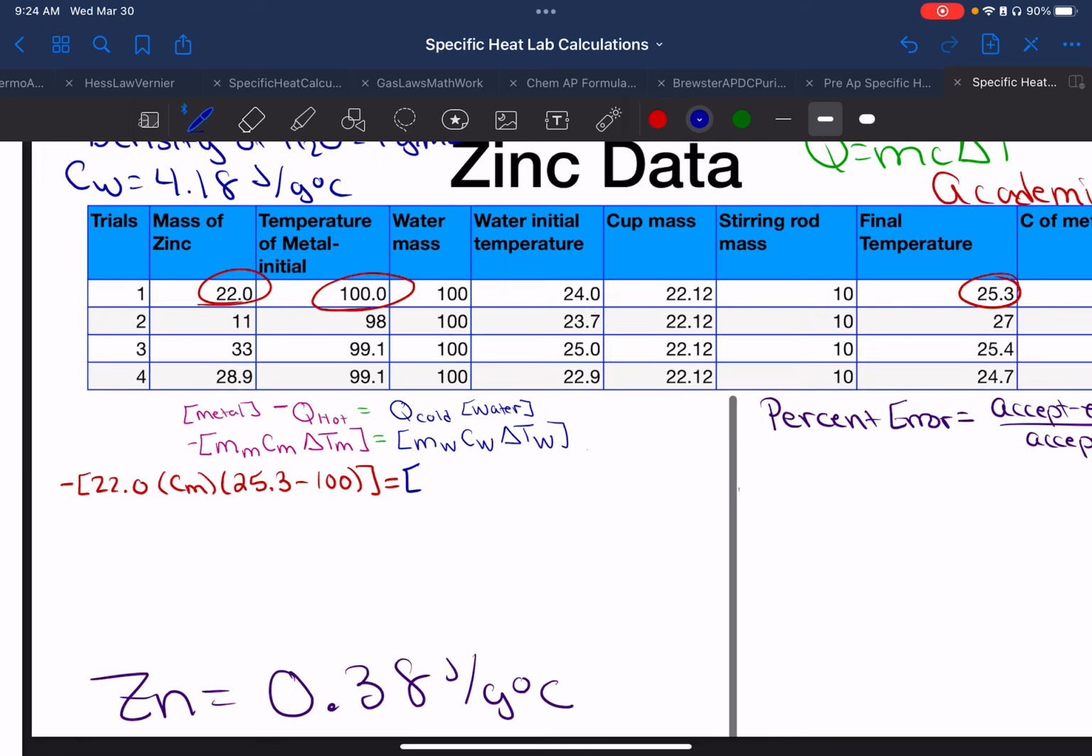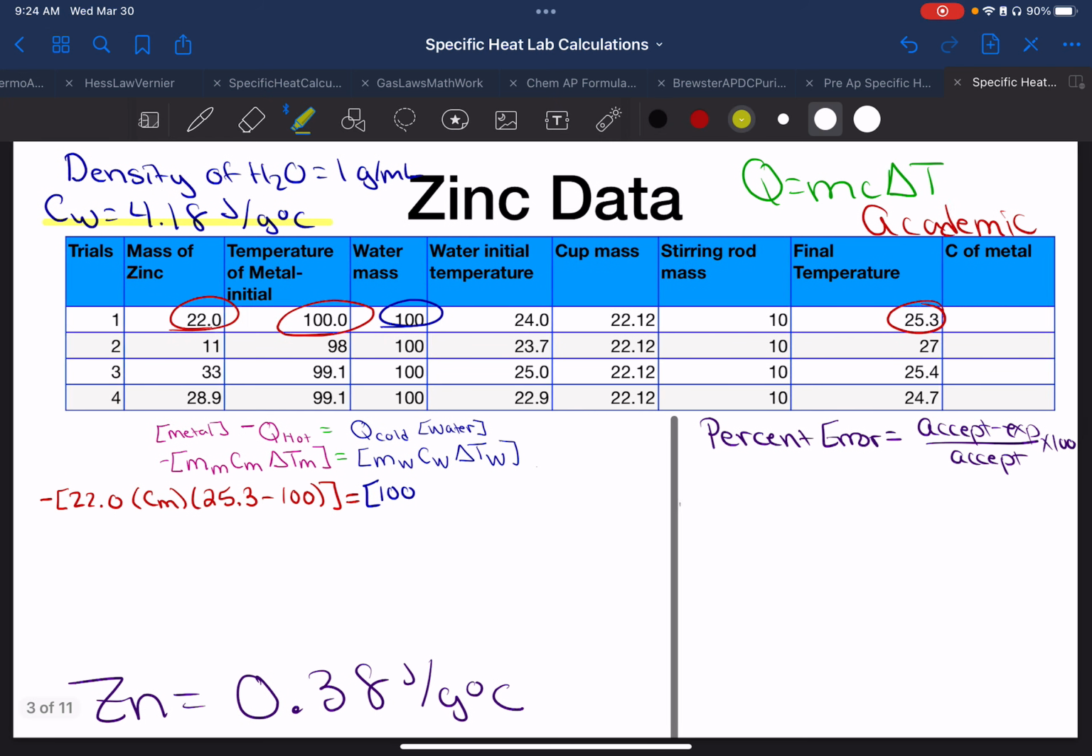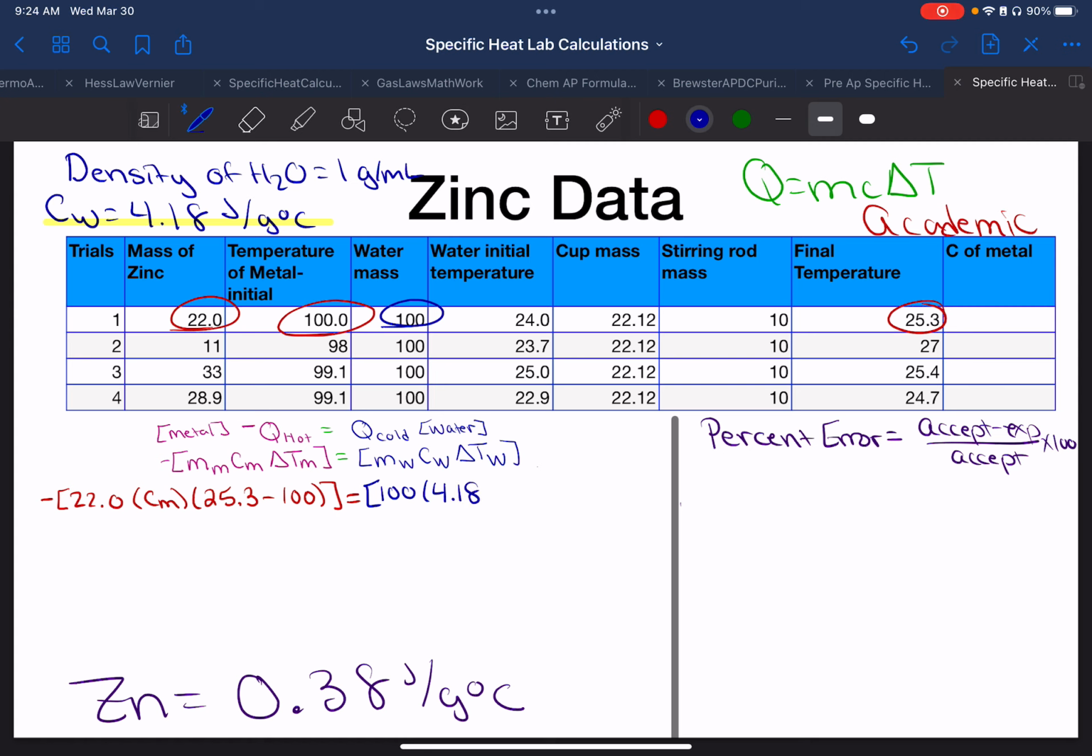My mass of water: since water has a density of 1 gram per milliliter, and I measured out 100 milliliters of water, I have 100 grams of water. The specific heat of water is also a known value, which is 4.18. That number is set. You will always use that number when working with water. And then my ΔT: my final temperature is 25.3, minus the 24.